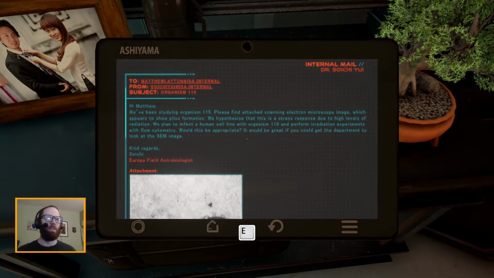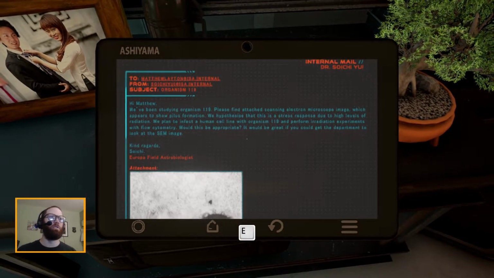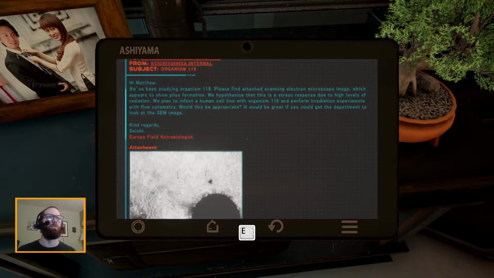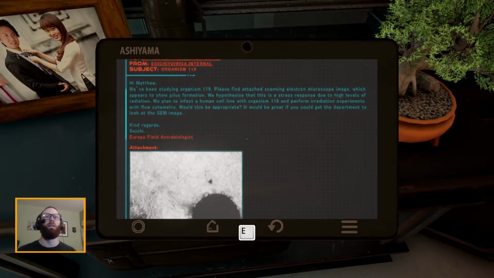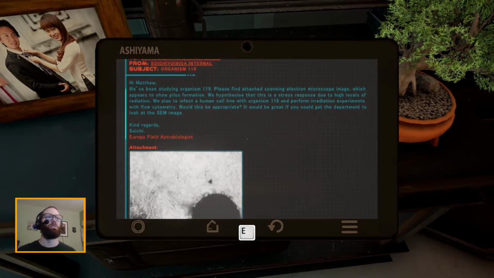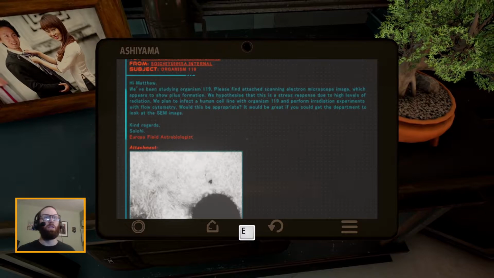Hi, Matthew. I've been studying organism 119. Please find attached scanning electron microscope image which appears to show pilus formation. We hypothesize that this is the stress response due to high levels of radiation. We plan to infect a human cell line with organism 119 and perform irradiation experiments with flow cytometry. Would this be appropriate?